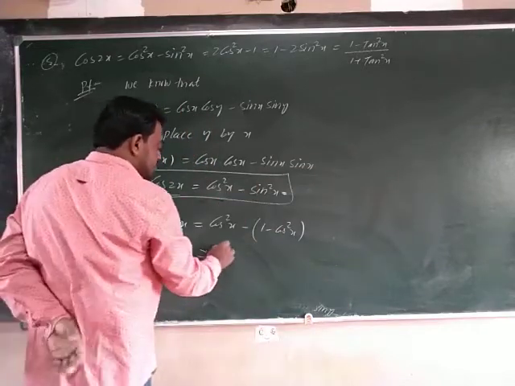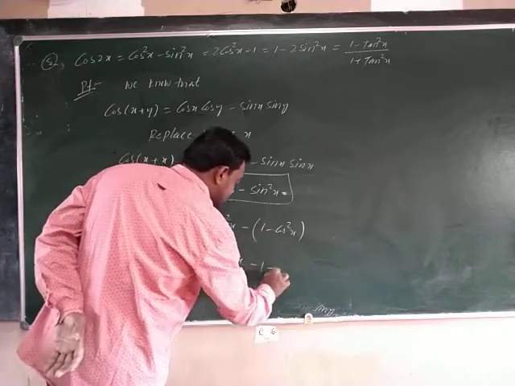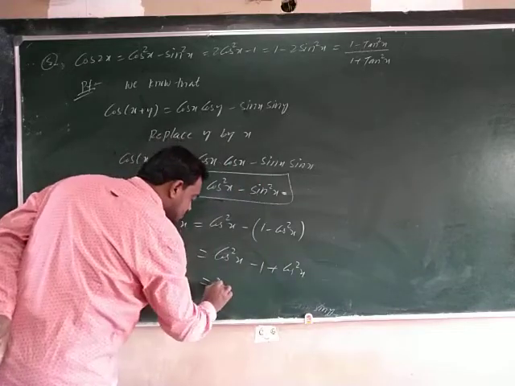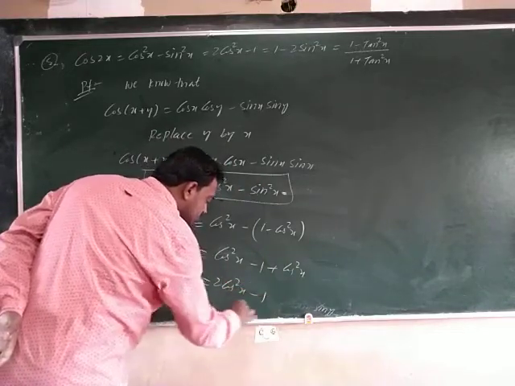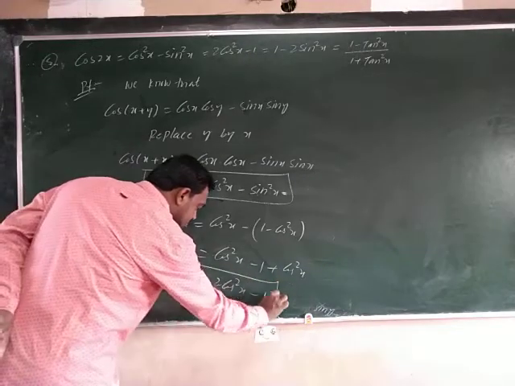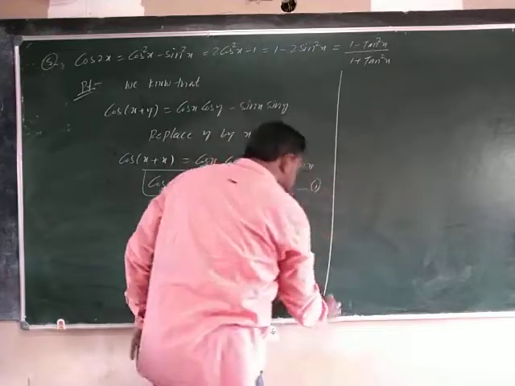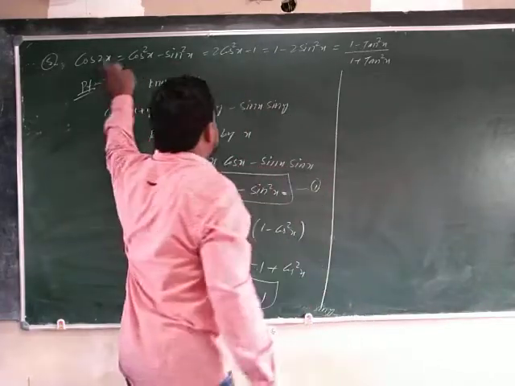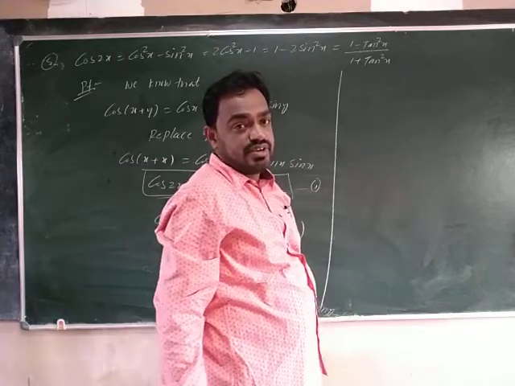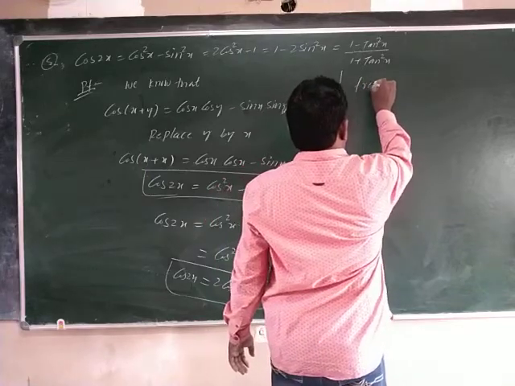So this is equal to cos square x minus 1 plus cos square x, which is 2 cos square x minus 1, which is equal to cos 2x. This one you take as 1. Now next, cos 2x is equal to 1 minus 2 sin square x, as we are moving, you see, from 1.